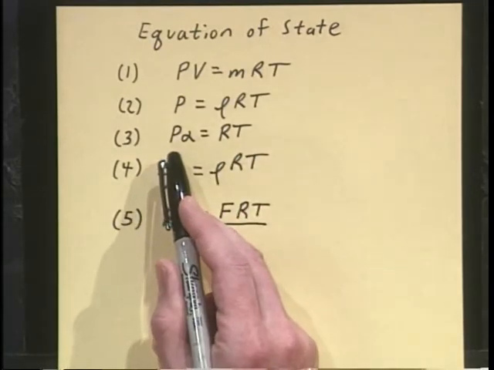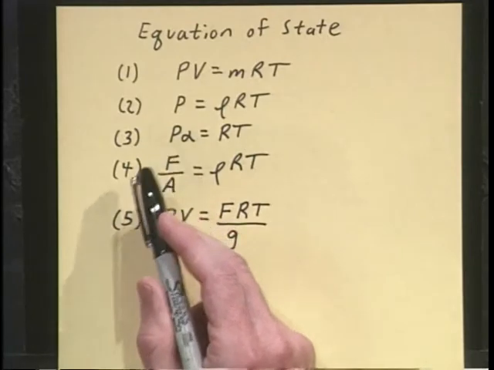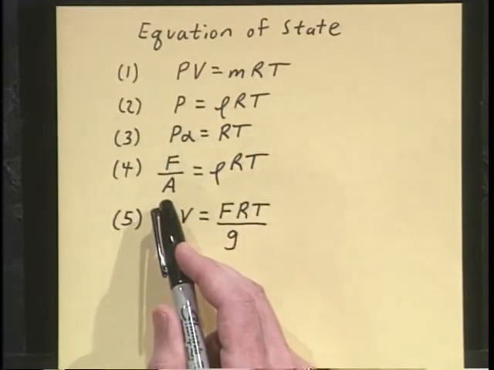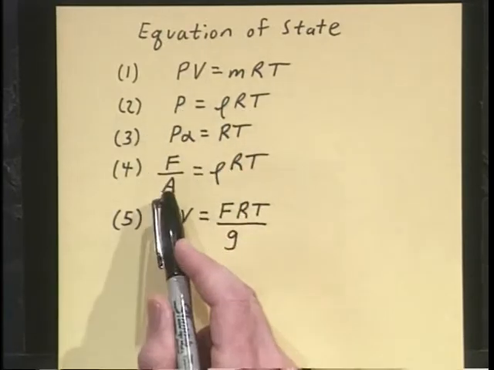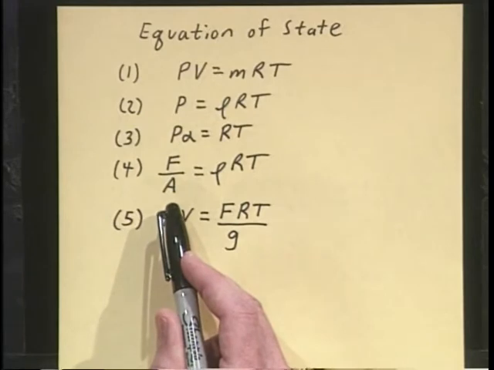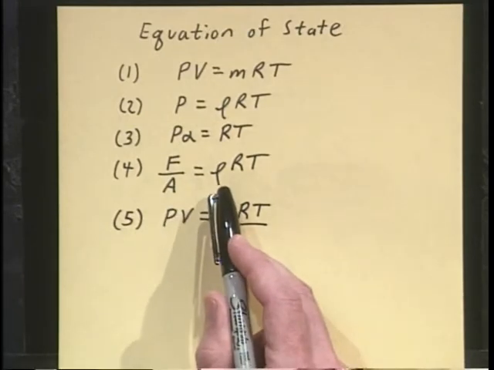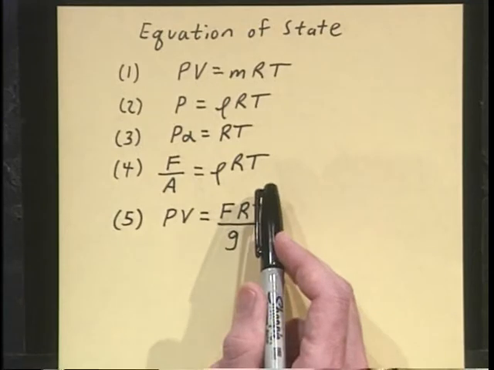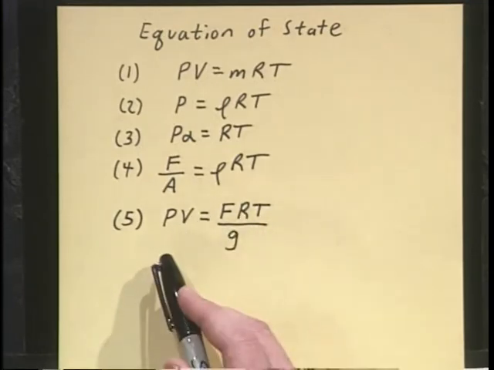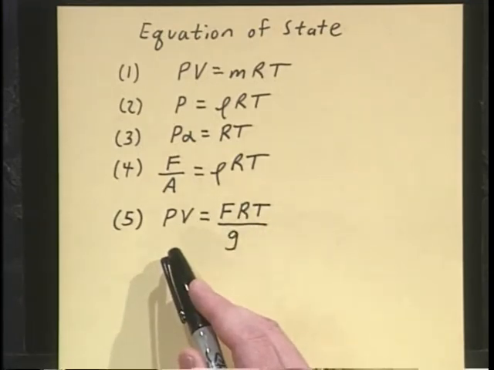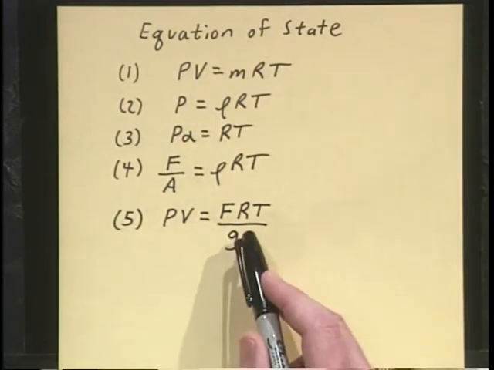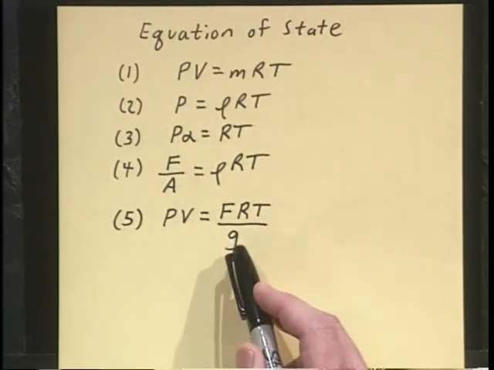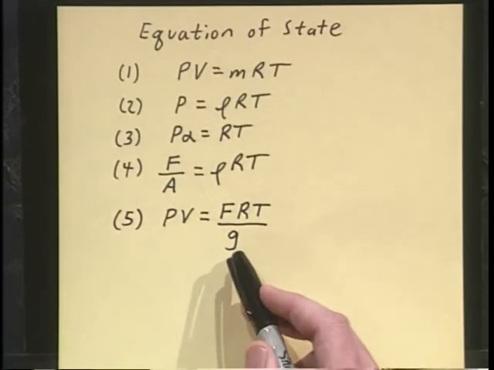Now the pressure is the force divided by area. So we could also write this equation using what we have in number 2, except taking pressure and writing it as force divided by area is equal to density times the gas constant times temperature. And then number 5, another way that it can be written is that we can take the pressure times the volume is equal to force times the gas constant times T divided by gravity.